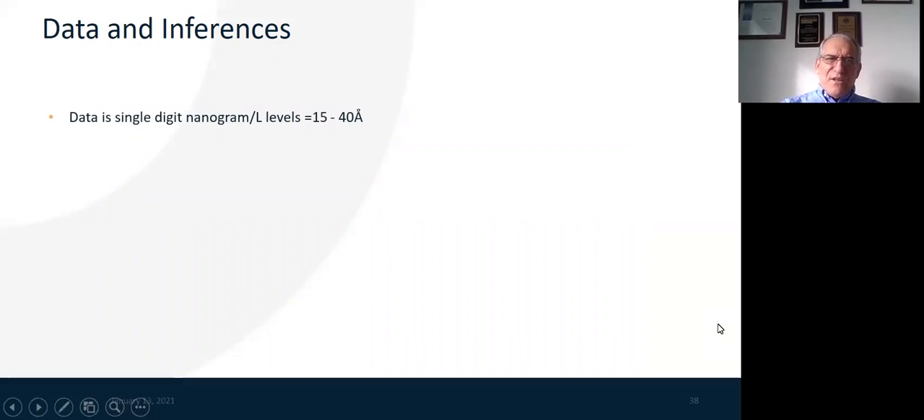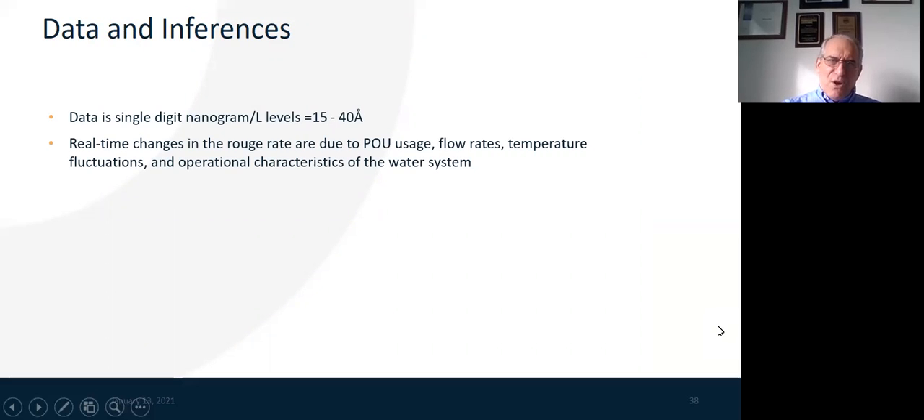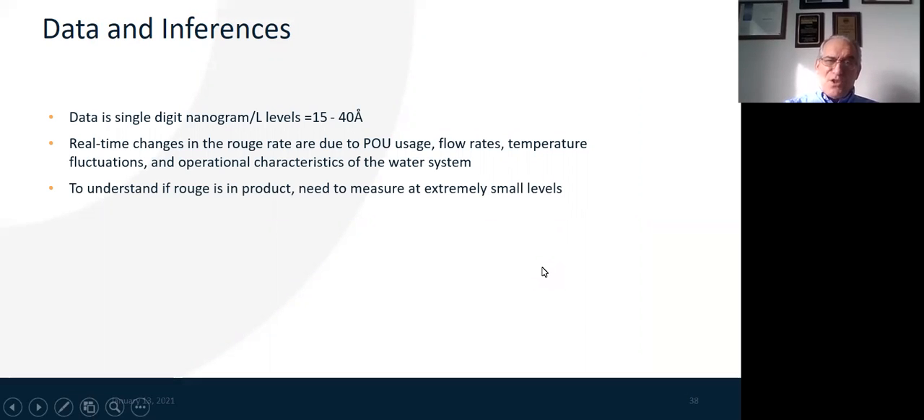Data is in single-digit nanogram levels. So we're between 15 to 40 angstroms, very, very small amounts. That's the normal range. The real-time changes in the Rouge rate, though, are due to point of use or not, flow rates, temperature fluctuations, and operational characteristics of your water system. Temperature fluctuations also taking it up and down.